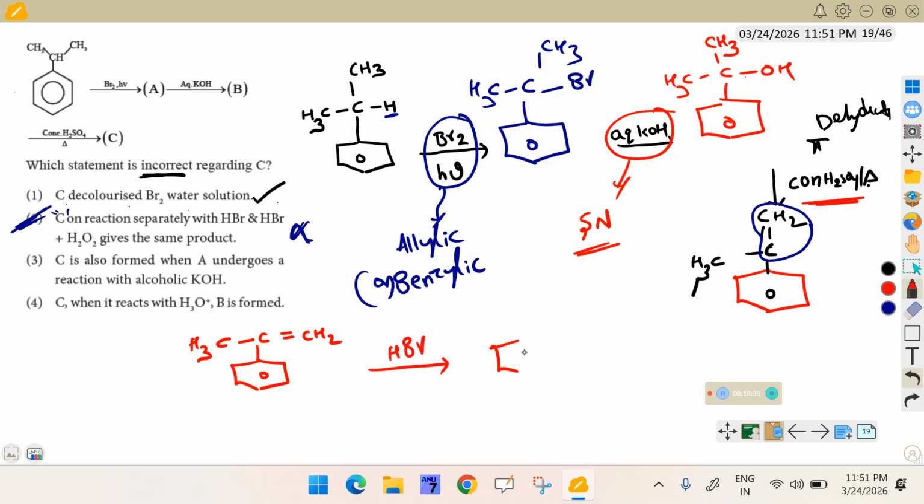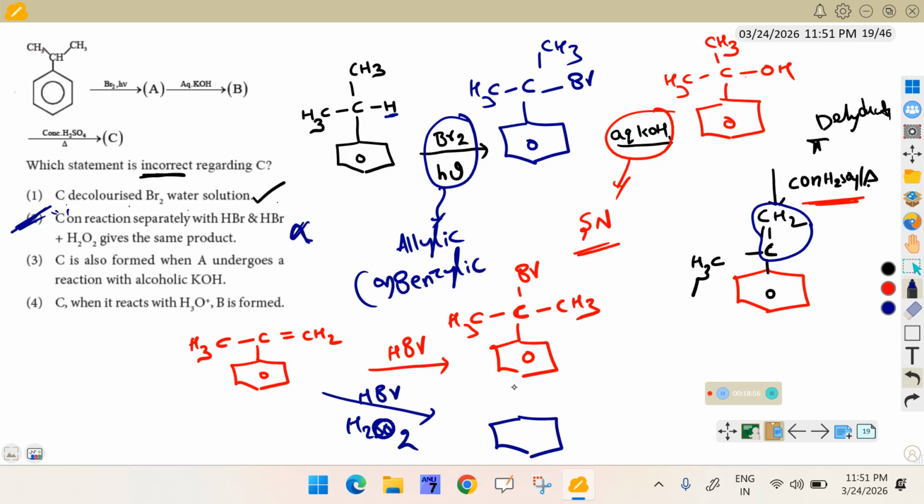Add the hydrogen atom to the unsaturated carbon which contains more hydrogens. Then CH3, CH3. With HBr, H2O2, it follows anti-Markovnikov's rule. Add hydrogen to the unsaturated carbon which contains fewer hydrogens. Then it gives CH2Br. The compounds are different.